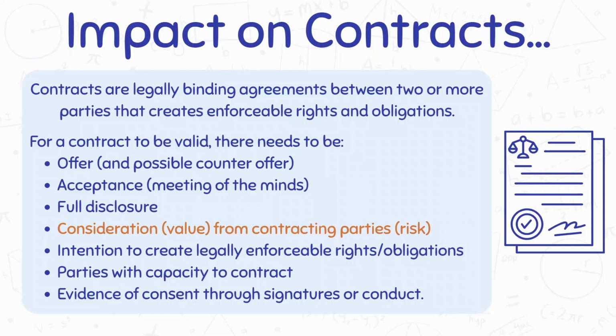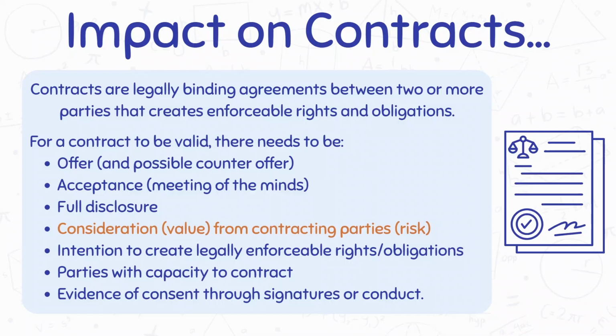Firstly, how does all of this information impact contracts? Well, contracts are legally binding agreements between two or more parties, right? Which creates enforceable rights and obligations between these two parties. For a contract to be actually valid and enforceable in the eyes of the law, there are a few requirements that are needed. These are offer and also possibly counter-offer. Then you need acceptance, which means there needs to be a meeting of the minds.